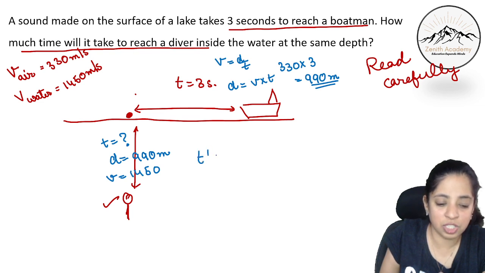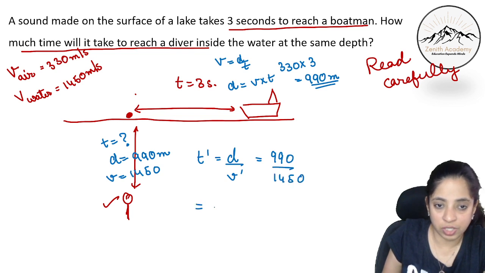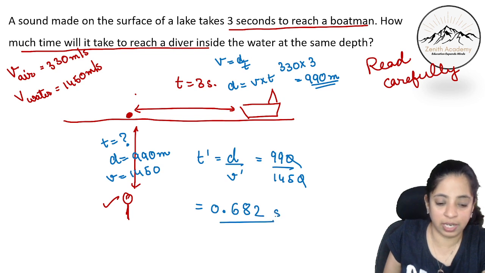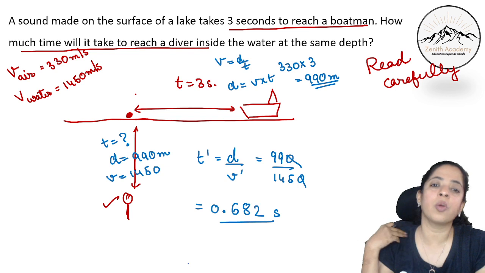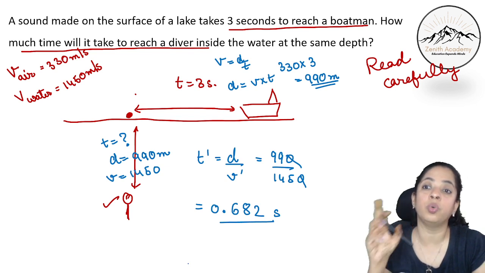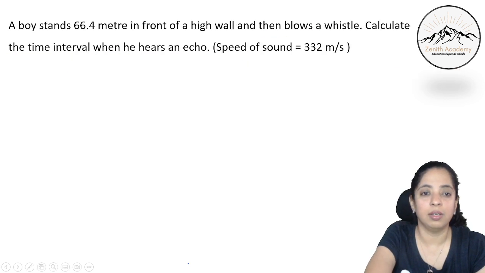So this time dash is equal to distance upon velocity dash. So distance is 990, velocity is 1450. तो ये तो 0 point something आएगा ना, क्योंकि डिनोमिनेटर बड़ा है. So 0.682 seconds. Understood, children? So you have to read the question very carefully, where you have to take 2D and where you don't have to take. Here echo was not there.